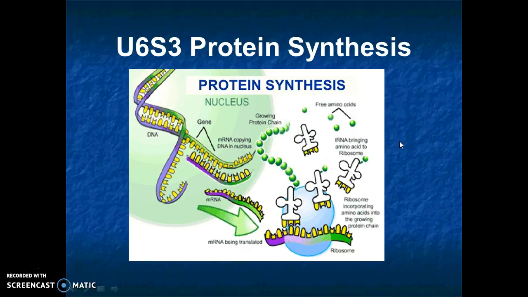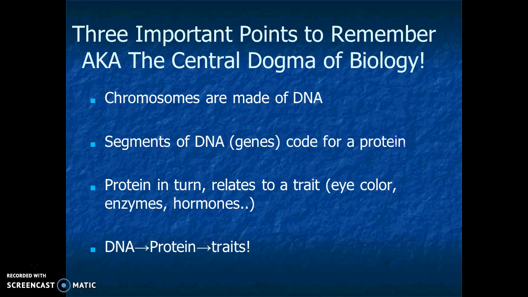Protein synthesis. Synthesis means making, and it's proteins. There's three important points to remember. This is called the central dogma of biology. The chromosomes are made up of DNA. Chunks or segments of the DNA make up genes, and these genes code for a protein. The proteins in return relate to the trait, and the traits can be eye color, enzymes, hormones. Everything about you is your traits. So ultimately it goes from DNA into proteins into traits.